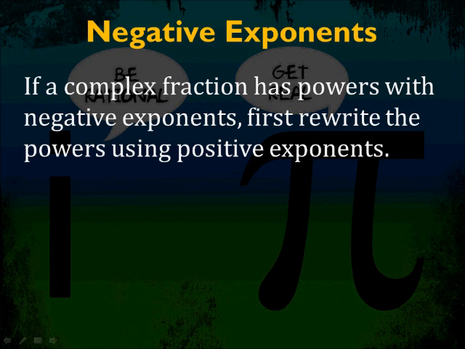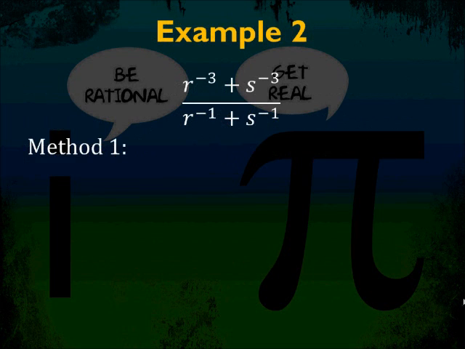Negative exponents. If a complex fraction has powers with a negative exponent, you must first rewrite the power using positive exponents. So let's take a look at how that works. Example 2, we have r to the negative 3 plus s to the negative 3 all over r to the negative 1 plus s to the negative 1.